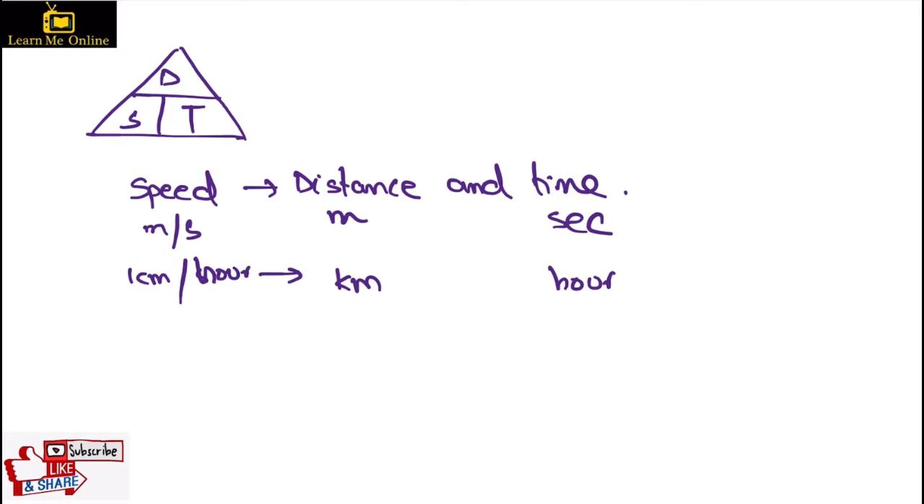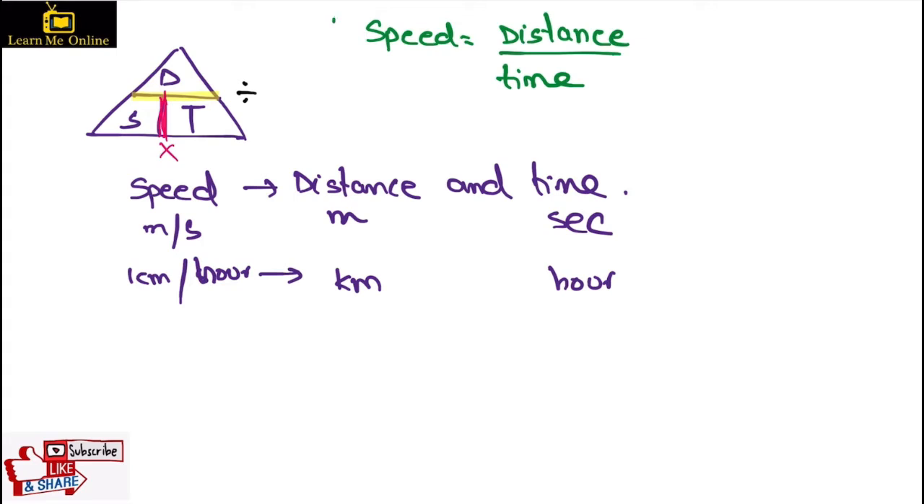Now, what does this triangle represent? To find the speed, one line represents a divide sign, and this line represents multiply. How we split the triangle: to find the speed, which depends on the distance and the time, the formula for speed is distance over time. It means how much distance the particle covers in how much period of time. That's what speed is.